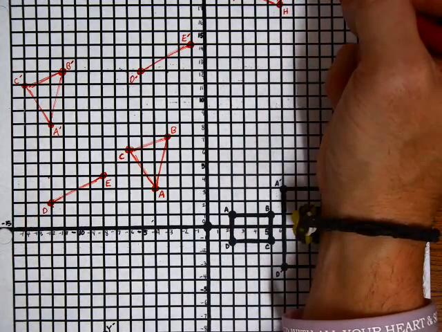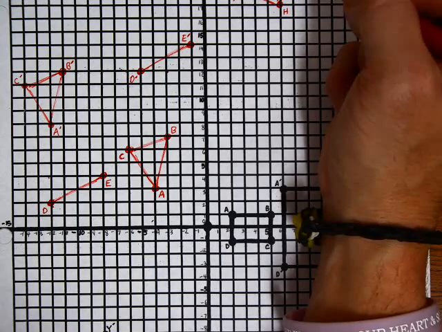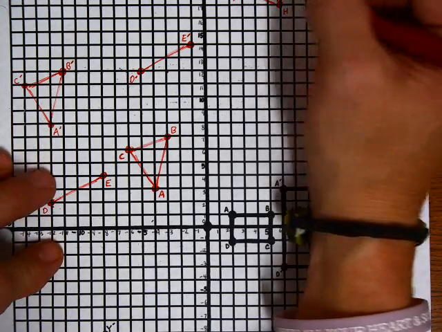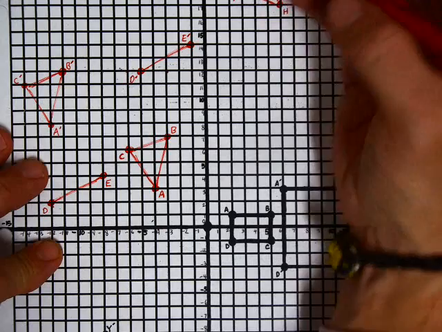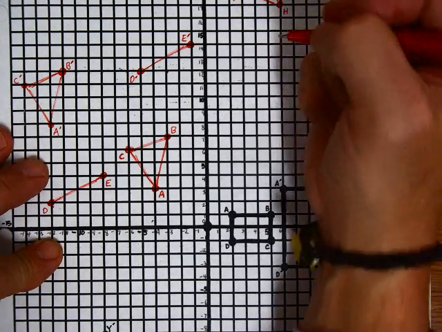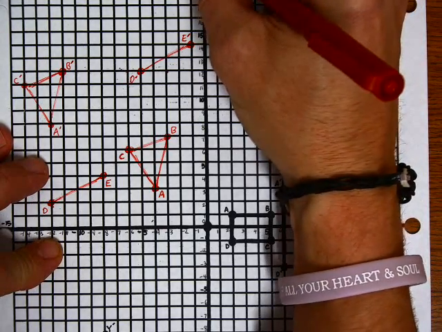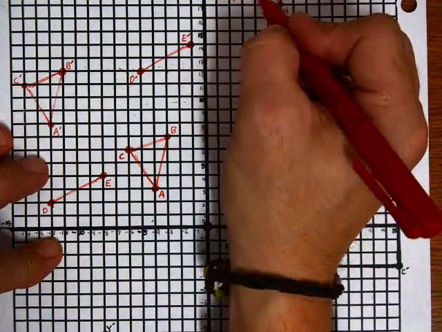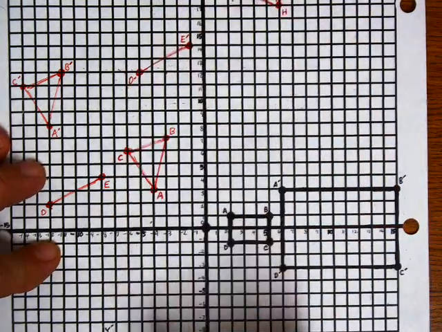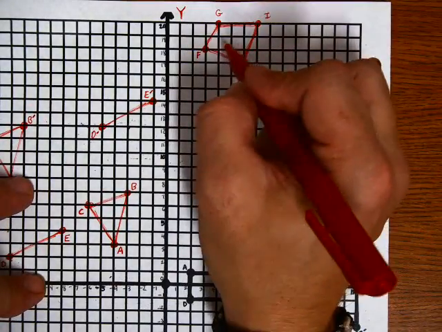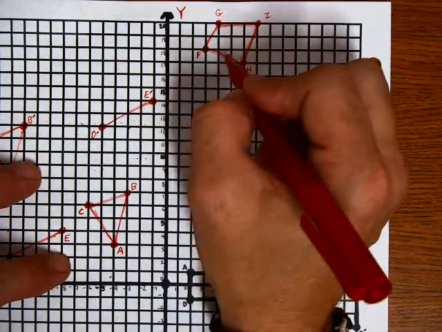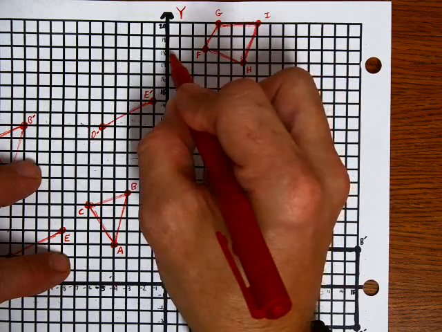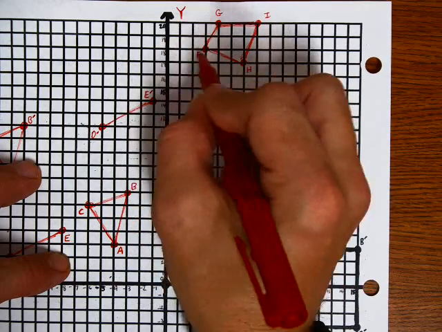It's not a square, it's not a rectangle, it's not even a parallelogram, so the only thing I can call it is a quadrilateral. Now, it says to reflect this over the y-axis. So I make sure I know which one is which. There's the y-axis, and I need to reflect it over that line. The only way I can reflect this over the line is to move each point the same distance away from the y-axis as it is now.